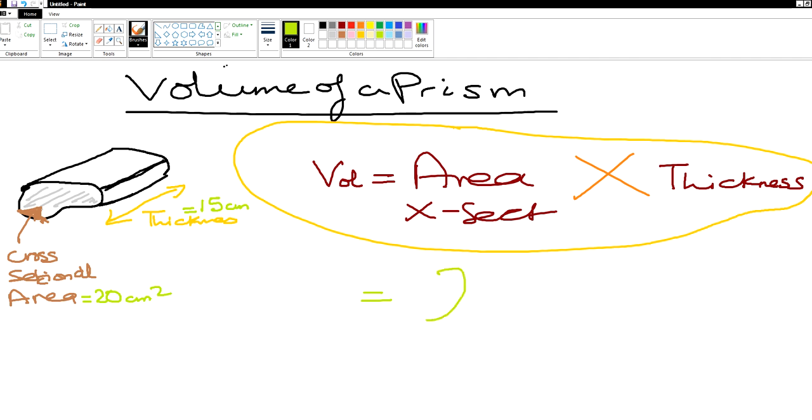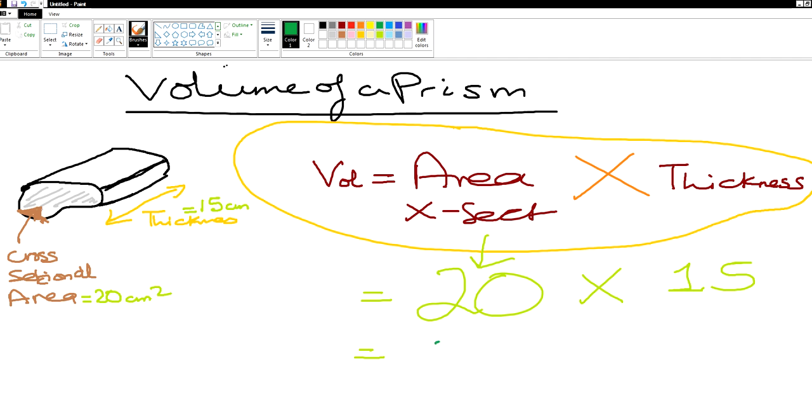Now, what is the cross-section of this particular example? 20. So under the cross-section put 20. And under the times put times. And what is the thickness, Khadija? 15. Okay, good. Now, 20 times 15 will give us an answer of, Rukaya? 300. Come on, folks. 2 times 15, make it easy. What's 2 times 15? 30.